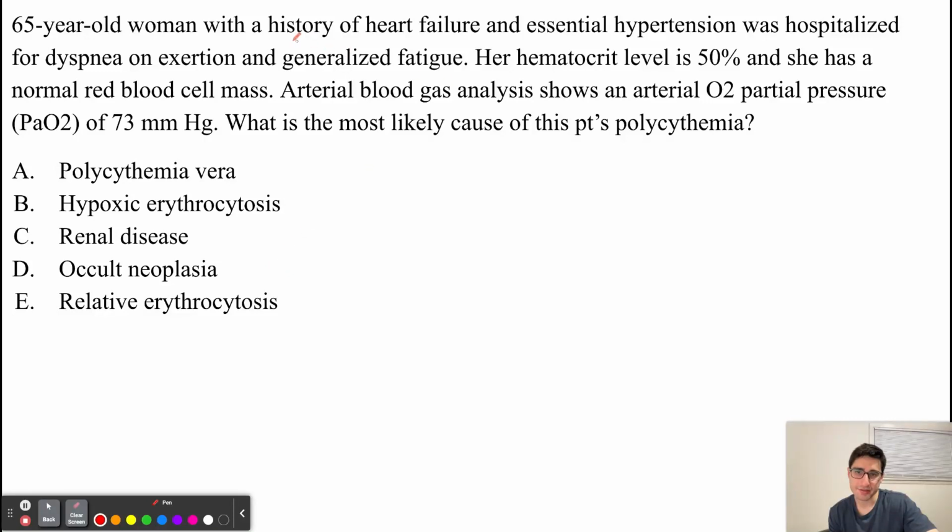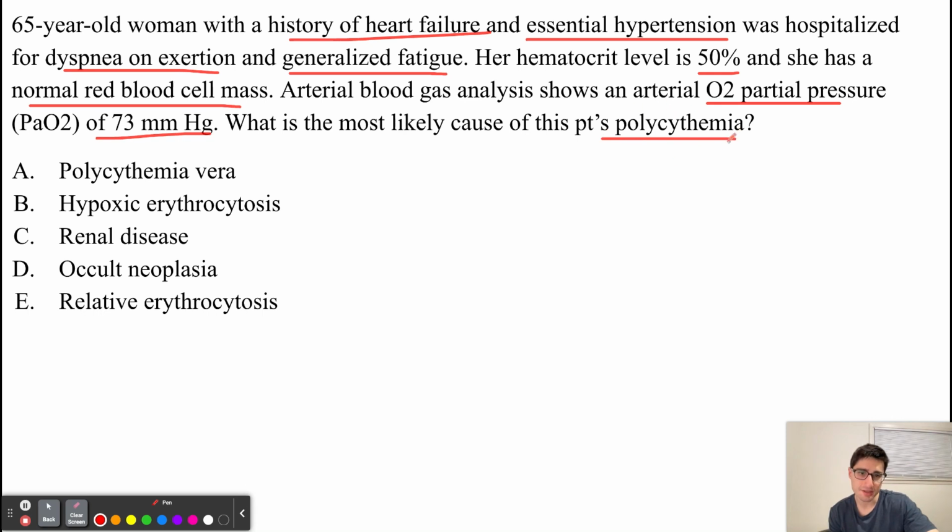A 65-year-old woman with a history of heart failure and essential hypertension was hospitalized for dyspnea on exertion and generalized fatigue. Her hematocrit level is 50% and she has a normal red blood cell mass. Arterial blood gas analysis shows an arterial oxygen partial pressure of 73 millimeters mercury. What is the most likely cause of this patient's polycythemia?